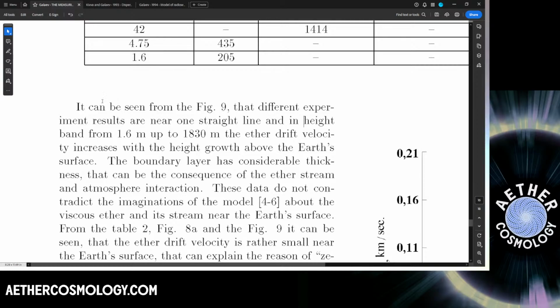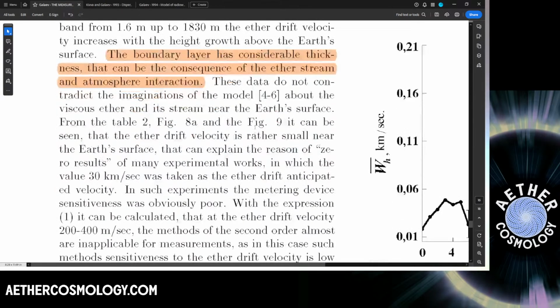It can be seen from figure 9 that the different experiment results are near one straight line, and in the height band from 1.6 meters up to 1830 meters, the ether drift velocity increases with the height above the Earth's surface. The boundary layer has considerable thickness that can be the consequence of the ether stream and the atmospheric interaction. These data do not contradict the imaginations of Models 4 through 6 about the viscous ether and its stream near the Earth's surface.